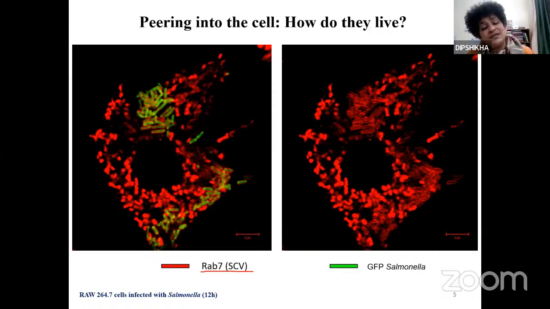And throughout the study, it remains as a single bacterium. What does it mean? One bacterium is becoming two. Two bacteria are becoming four. That means there is a logarithmic progression happening.